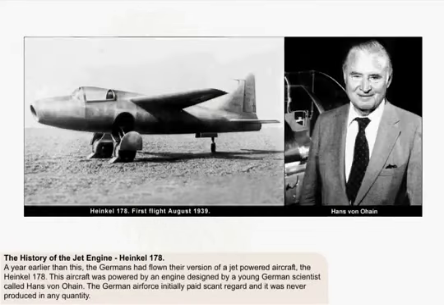Although the Italians were unaware of it, a year earlier than this the Germans had flown their version of a jet aircraft, the Heinkel 178. This aircraft was powered by an engine designed by a young German scientist called Hans von Ohain. Despite the relatively sparkling performance for that era, it could travel at speeds in excess of 400 miles per hour, the German Air Force initially paid it scant regard, and it was never produced in any quantity.